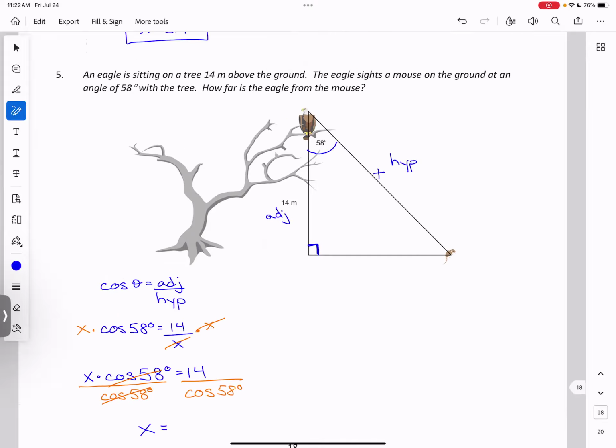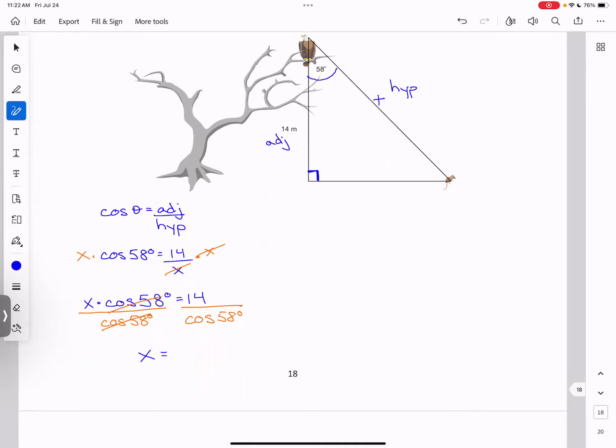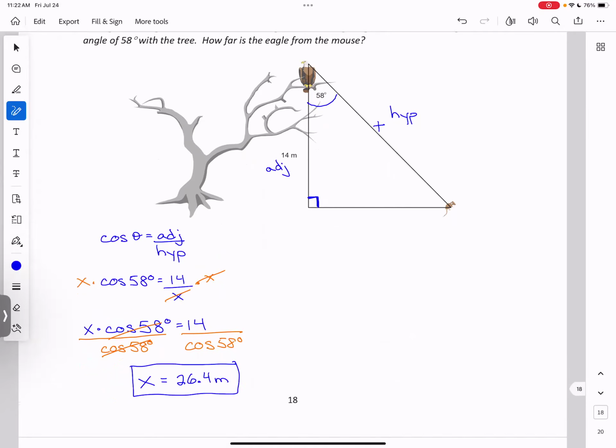Did it tell me what to round to? No, so let's round to the nearest tenth. If it doesn't tell you, just pick a reasonable number to round to. So I'm going to go nearest tenth. So that's 26.4, and we're in meters. So the eagle is 26.4 meters from the mouse, which is probably pretty close. Too close for comfort for that poor little mouse.